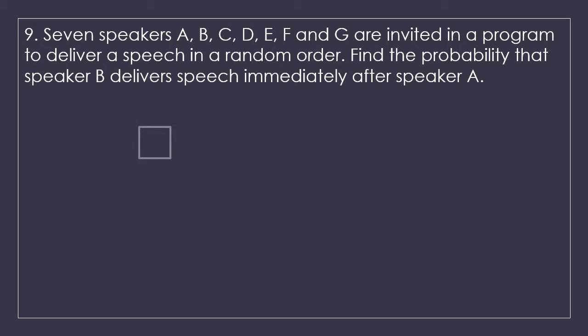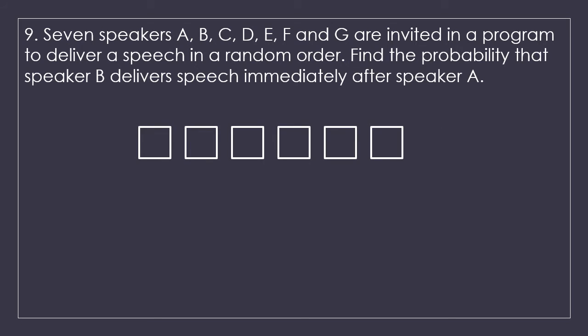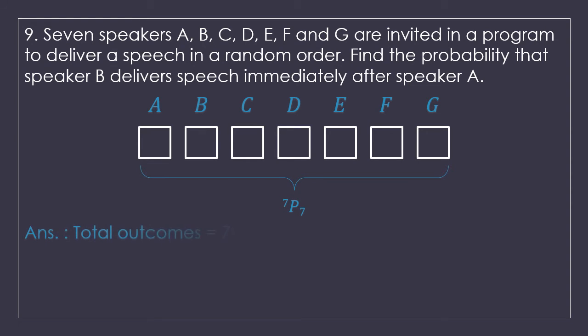First of all, let us write down the places for which these speakers are going to deliver speeches. I have just written them in ascending order. It doesn't matter that they are going to deliver in this manner, but the total outcomes here, that is 7 speakers delivering speeches in 7 different orders, will be 7p7. So the total outcomes here will be 7 factorial, that is 5040. So there are 5040 different arrangements in which these 7 speakers can deliver speeches.